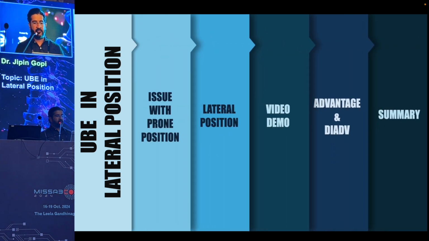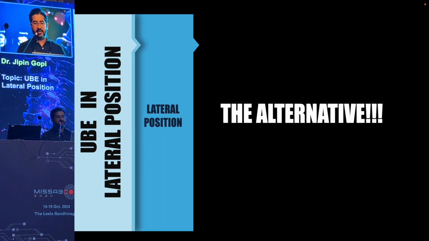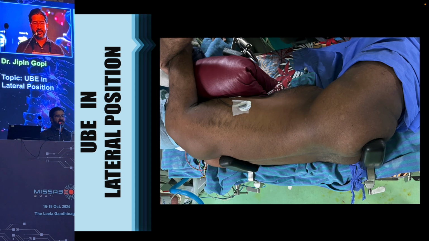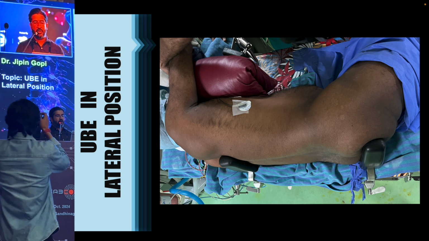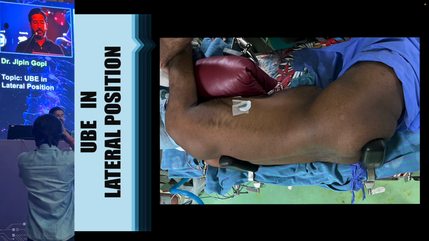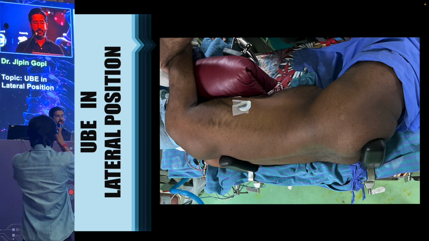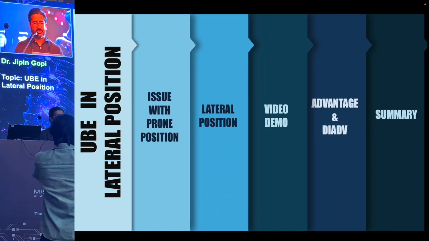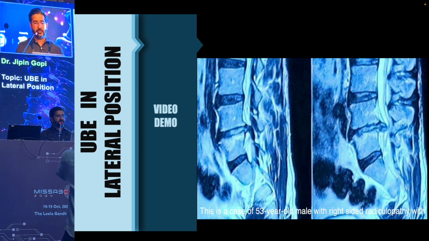A simple alternative to prone positioning for endoscopic spine surgery is lateral positioning. Here, the patient is placed in a side-lying position on the operating table with the aid of two longitudinal bolsters used to maintain the position. Now, let's look at a short video demo of the procedure.